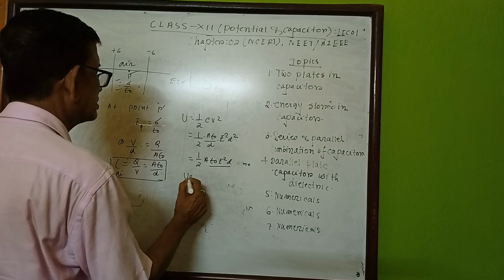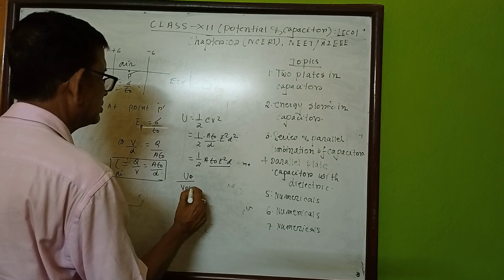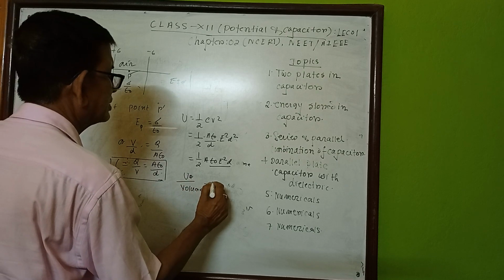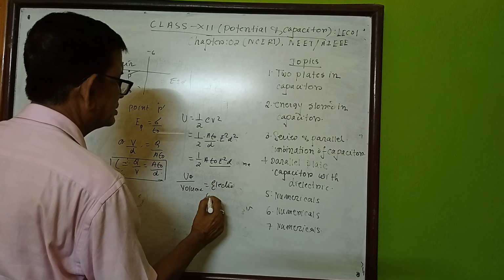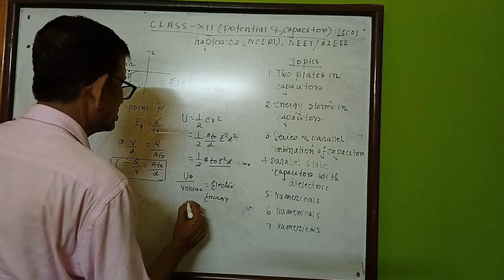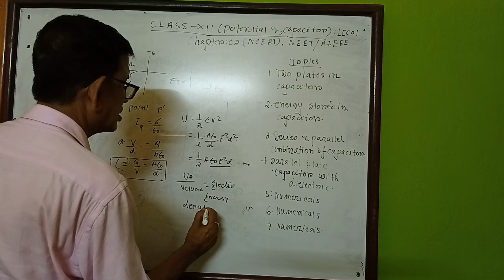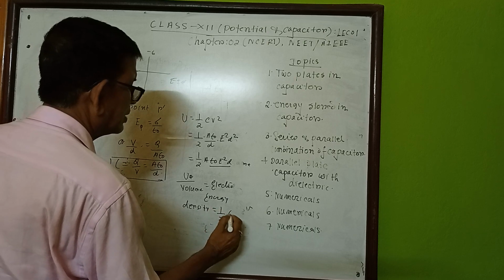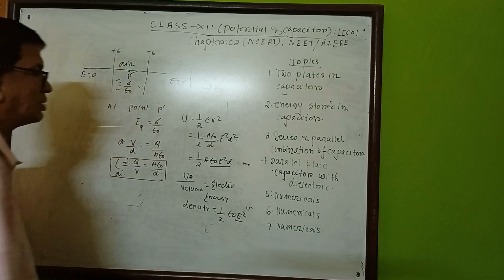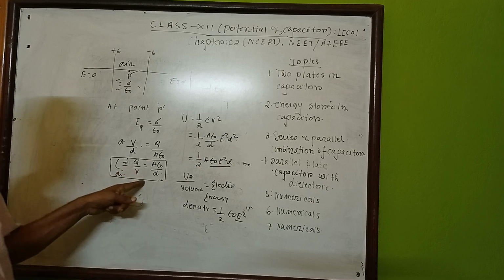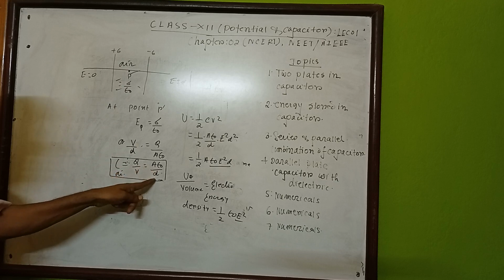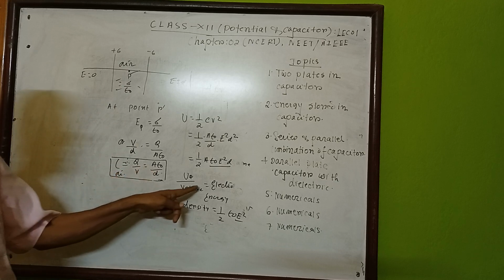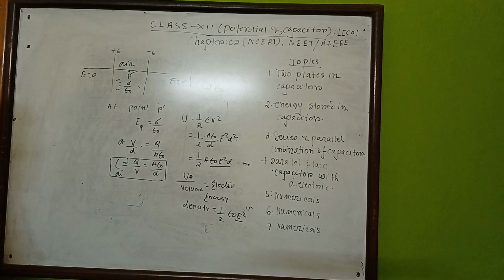Energy per volume, energy density, electrostatic energy density, equal to half epsilon naught E square. Very important, this one formula. So from that calculation I have shown capacitance for parallel plate capacitor epsilon by D when ER is the dielectric, and after that I have calculated energy density for a parallel plate capacitor.